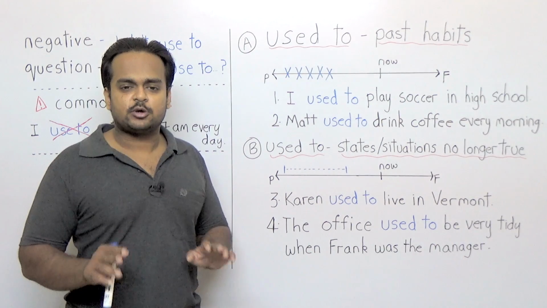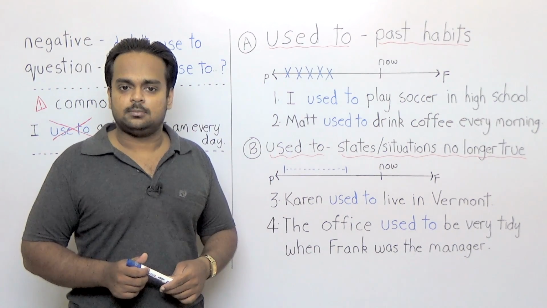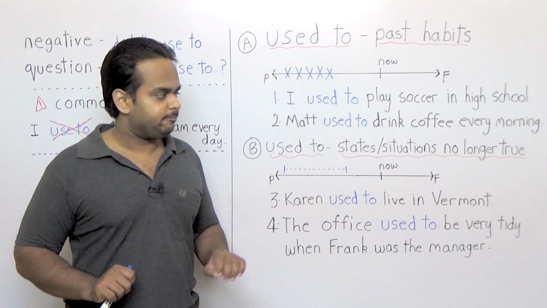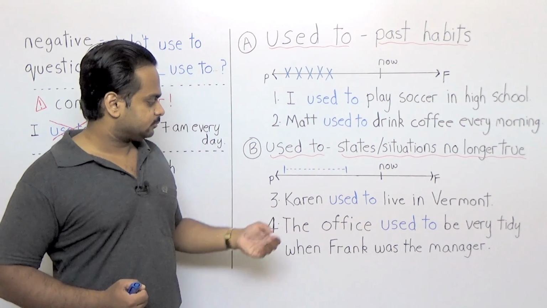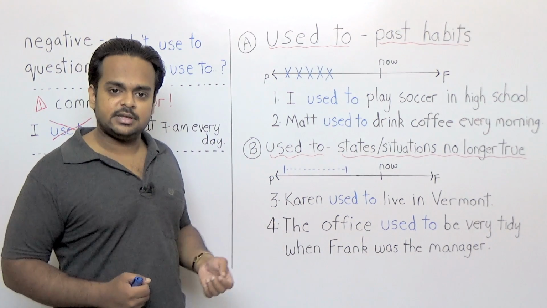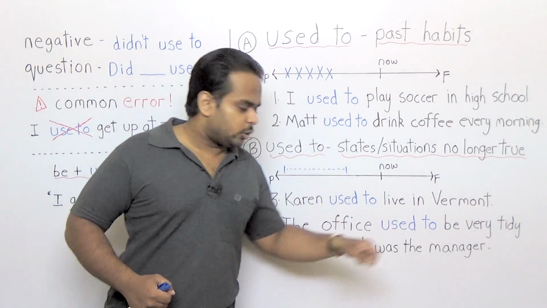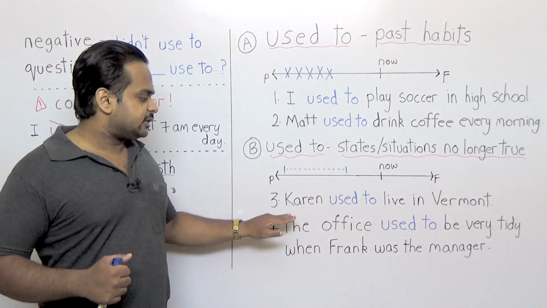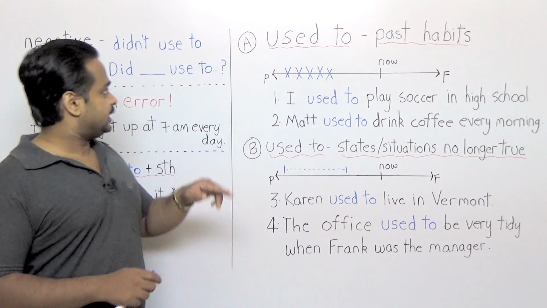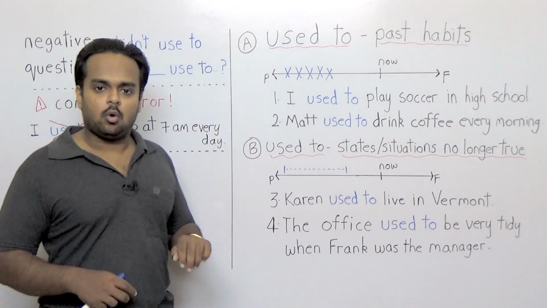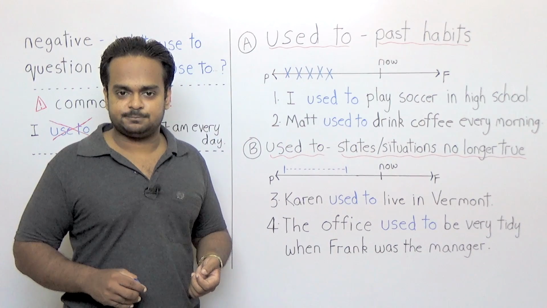By that I mean, you can very simply say, I didn't play soccer in high school. That is perfectly okay. Matt didn't drink coffee every morning. Karen didn't live in Vermont. In this sentence, the verb is be, so we need to say was. So the office wasn't very tidy when Frank was the manager. So you can either say didn't used to, or you can simply use a past simple tense negative.